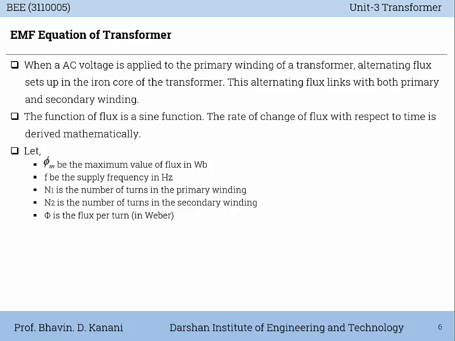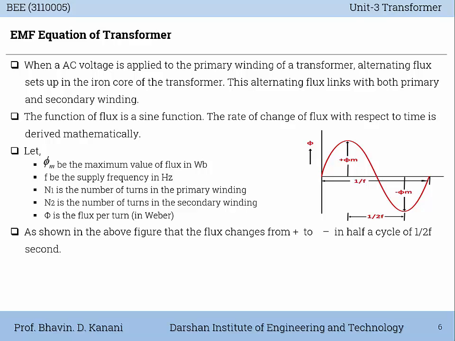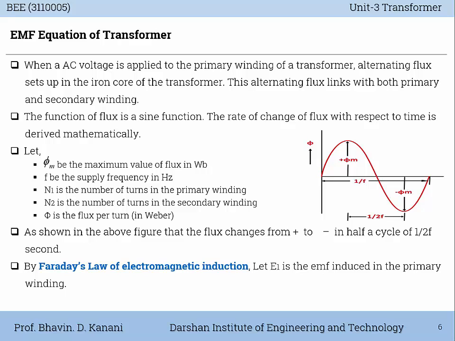Let φm be the maximum value of flux in Weber, small f be the supply frequency in Hertz, capital N1 is the number of turns in the primary winding, capital N2 is the number of turns in the secondary winding, and φ is the flux per turn in Weber. Now consider this sinusoidal waveform. As shown in the figure, the flux changes from positive to negative in a half cycle of 1 by 2f second. By Faraday's law of electromagnetic induction, let E1 be the EMF induced in the primary winding.